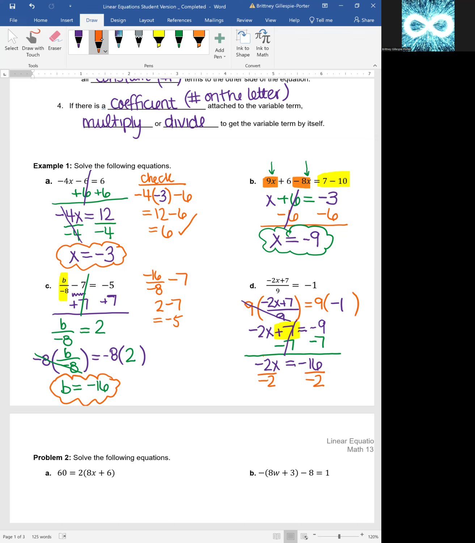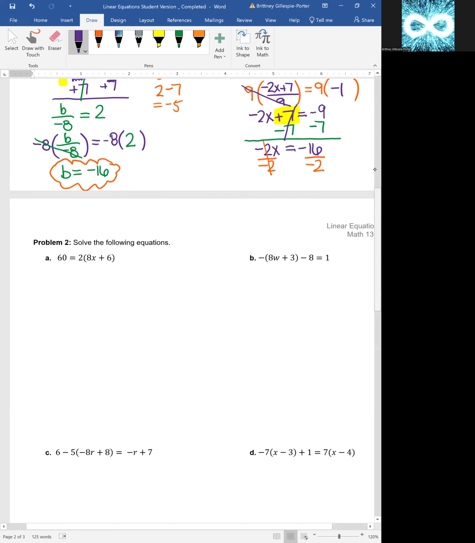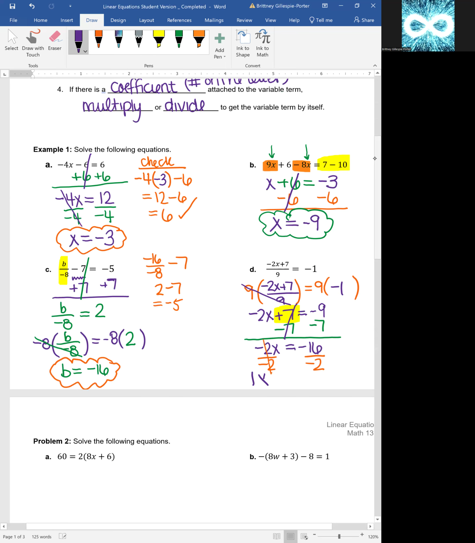-2 divided by -2 gets us 1. And again, you can write 1x, or you could just write x. And -16 divided by -2 gets us a +8. Make sure that you watch your signs whenever you're dealing with negative numbers. And we find out that x is equal to 8.